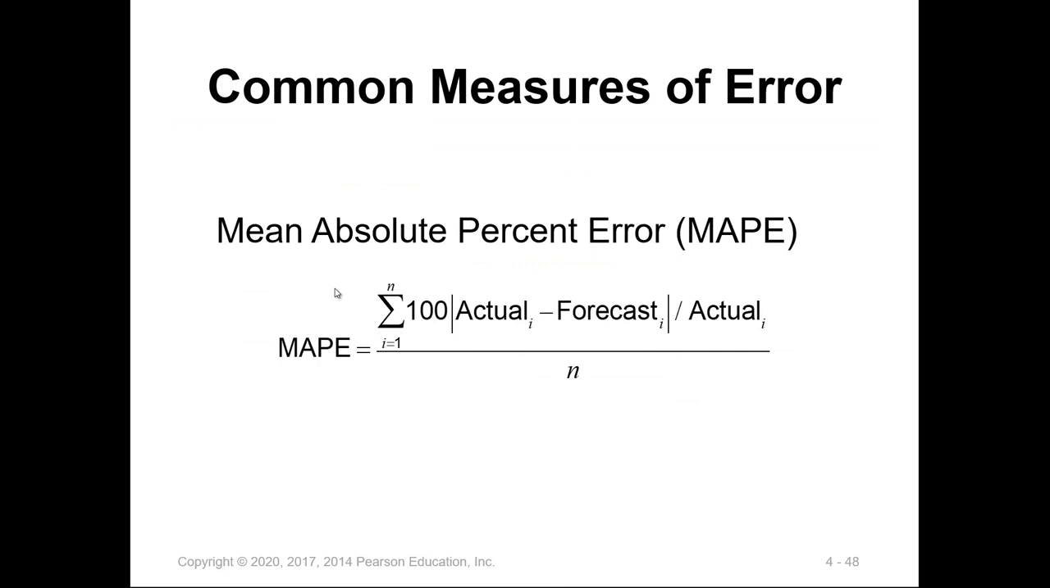The MAD and MSE values depend on the magnitude of the item being forecasted. So if it's in thousands or in millions, the MAD and MSE will be very large. This problem can be avoided by using the MAPE, or the mean absolute percent error, which is equal to 100 multiplied by the summation of the actual minus forecasted divided by the actual, all divided by n.